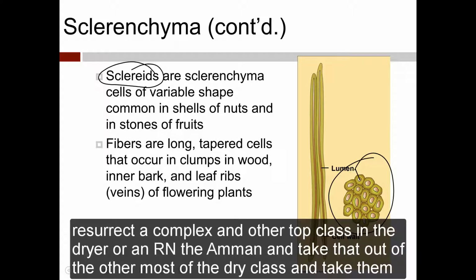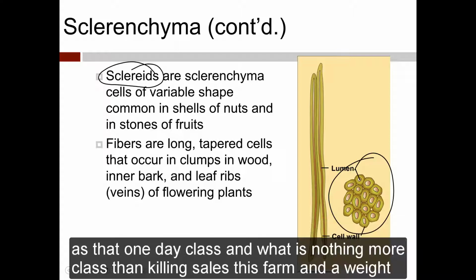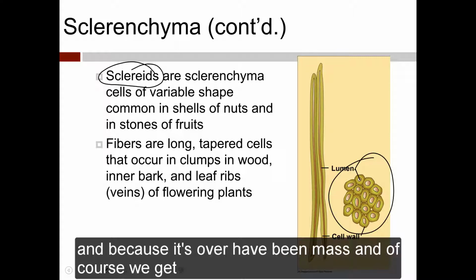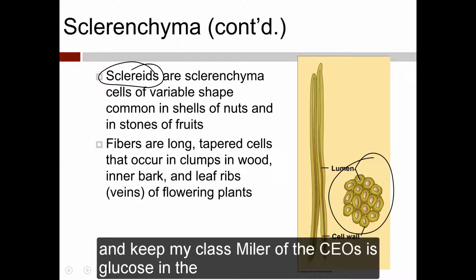For instance, if we were to take a plant and dry that plant out in the dryer or in the oven, and take that out of the oven once it's completely dry and take the mass of that, we would get what is nothing more than purely cellulose as far as that dry weight. And because it's over half that mass, that of course we'd get. And just keep in mind, class, the monomer of cellulose is glucose indeed.